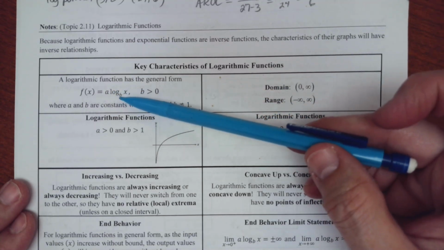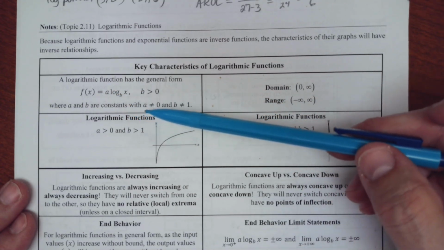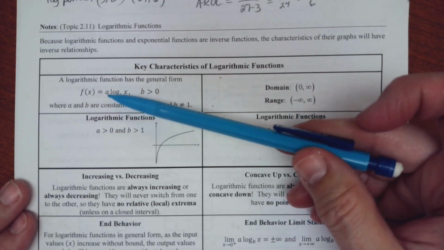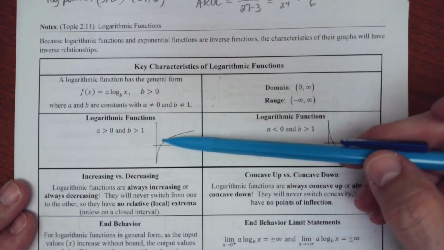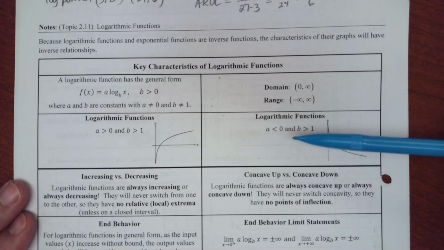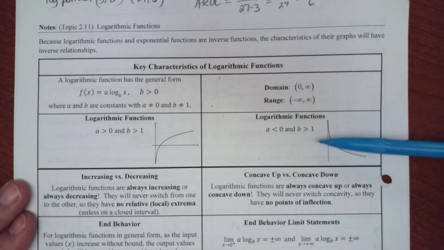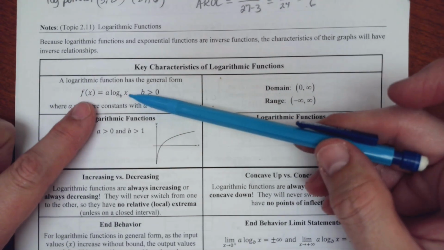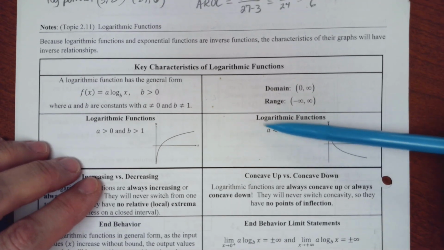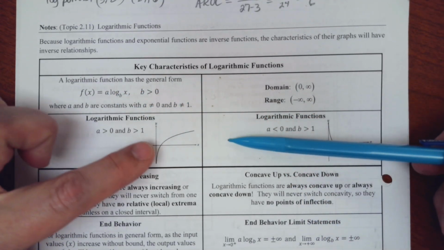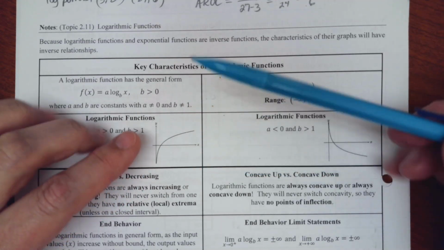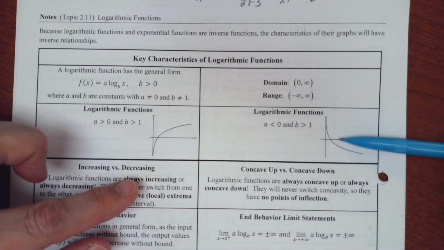And b is greater than 0 always. And a is greater than 0 here. So this just means that this is like a regular problem. A is less than 0 is the same function, but when a is less than 0, that means that this number is negative. So this has been reflected over the x-axis. So you see it's flipped upside down.